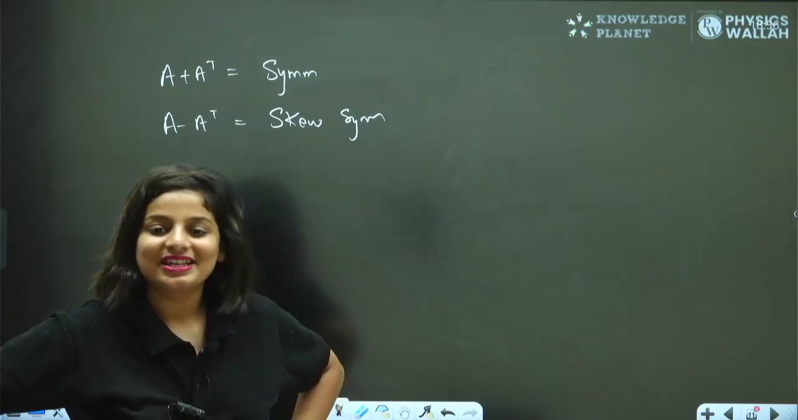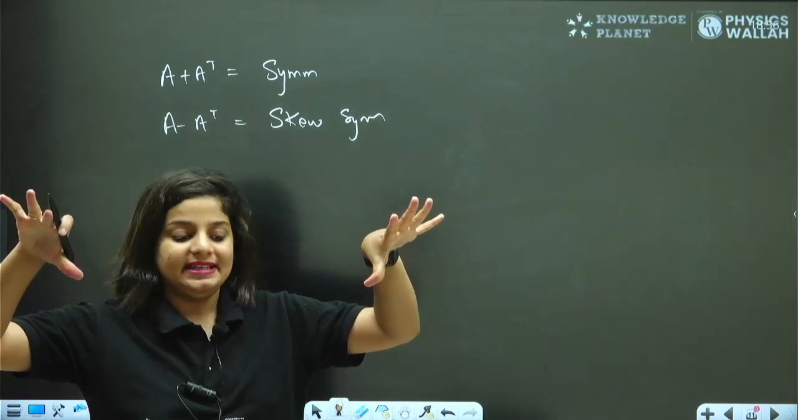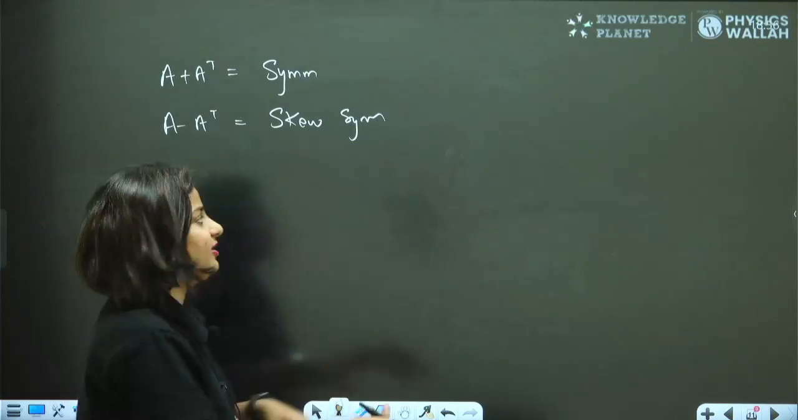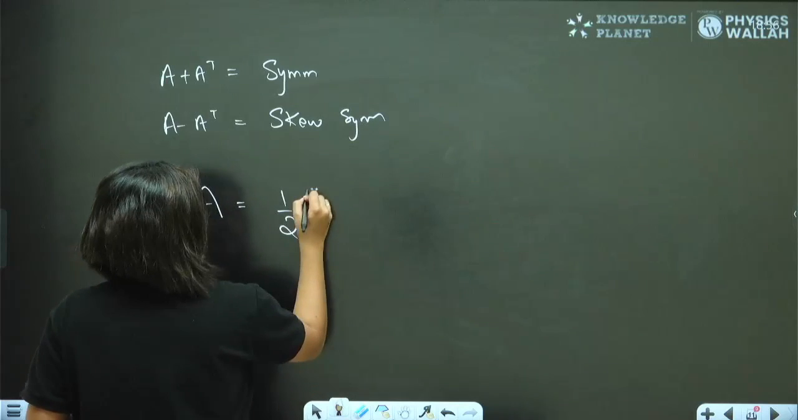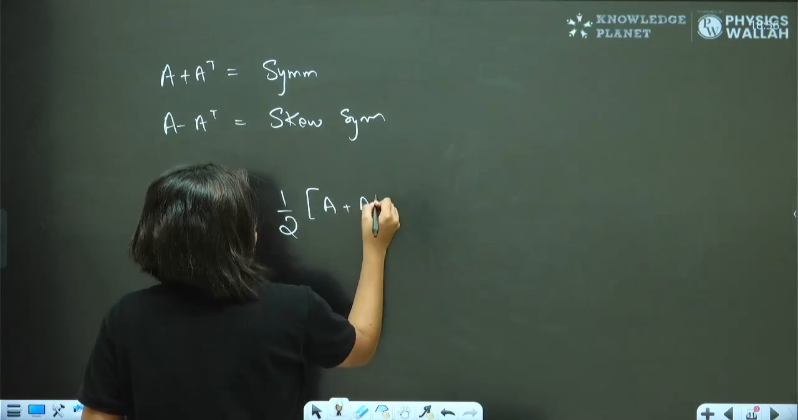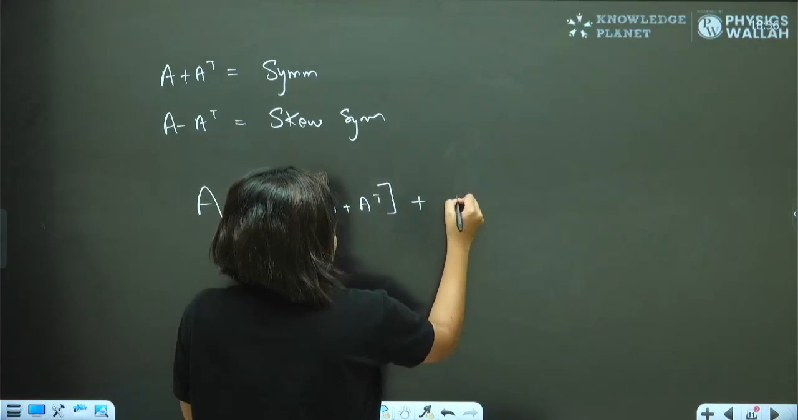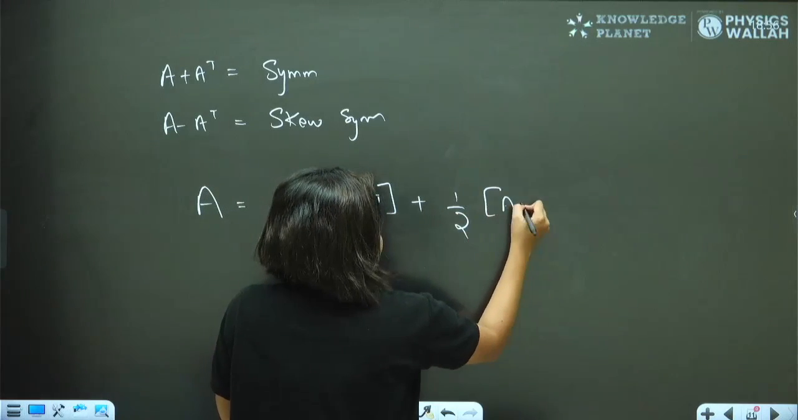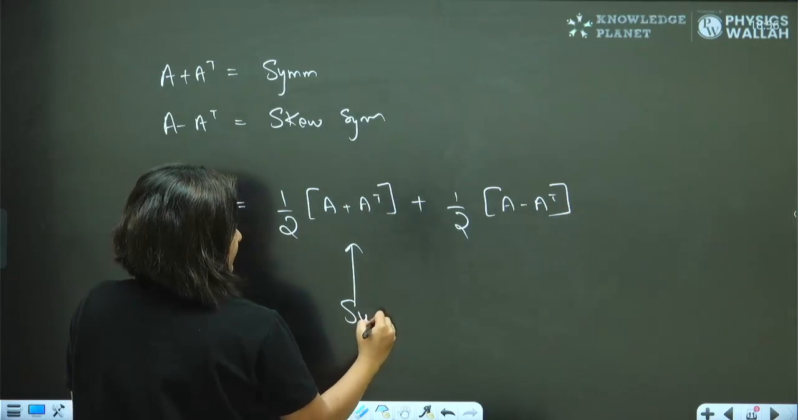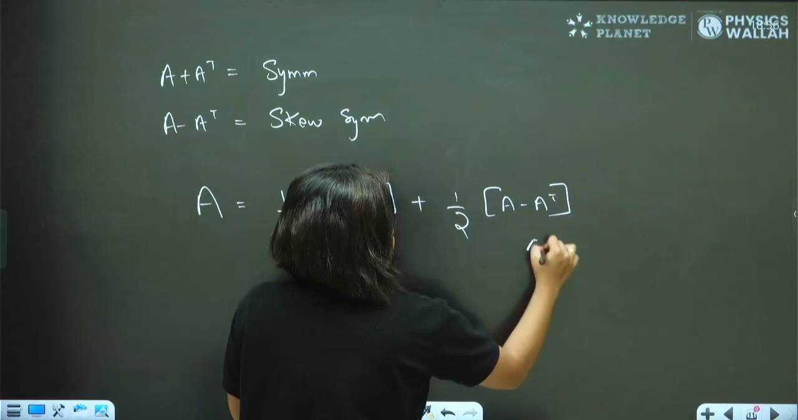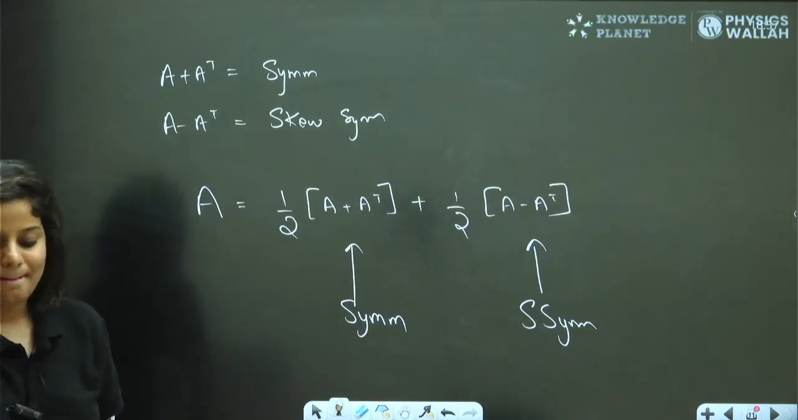Whenever a single matrix has been asked to be represented in symmetric and skew symmetric form, suppose a matrix A is asked to be represented in symmetric and skew symmetric format, you can write A is equal to half of A plus A transpose plus half of A minus A transpose. Note down this formula, where A plus A transpose means symmetric and A minus A transpose will be skew symmetric. Right, guys?